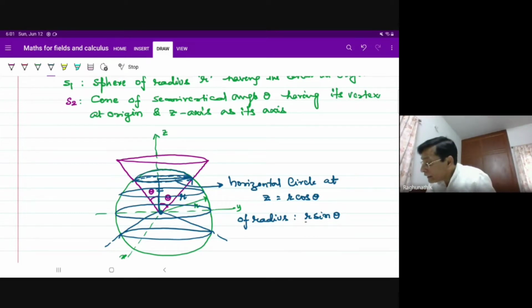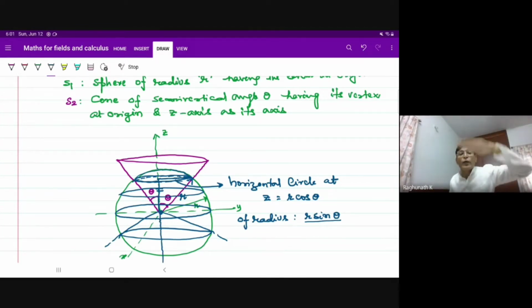R sin theta will decrease. Sin theta is the radius of the circle. R sin theta from the maximum value will start decreasing and becomes equal to 0 when theta is equal to pi. Correct? And you should know R cos theta, that is z, will start becoming negative. That means it produces the circle on negative z planes, z equal to minus value planes. That will increase from 0 to minus r.